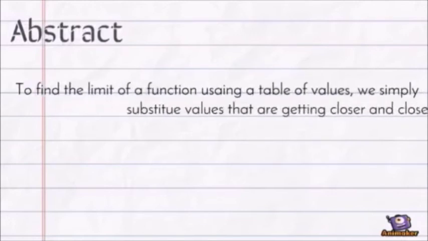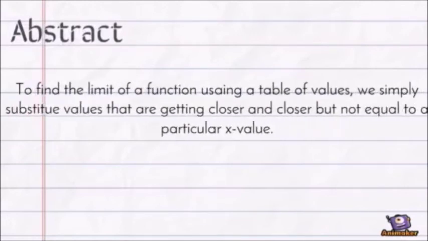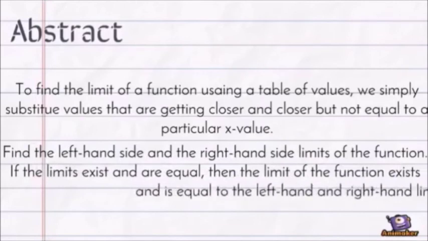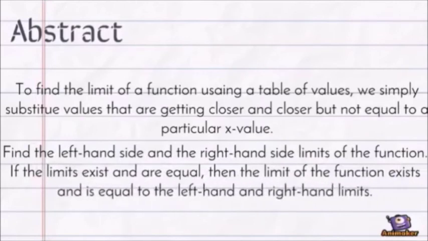Abstract. To find the limit of a function using a table of values, we simply substitute values that are getting closer and closer but not equal to a particular x value. Find the left-hand side and the right-hand side limits of the function. If the limits exist and are equal, then the limit of the function exists and is equal to the left-hand and right-hand limits.